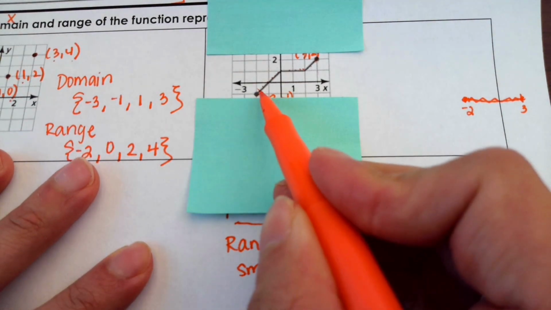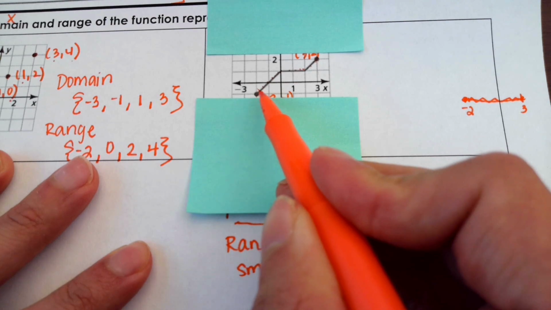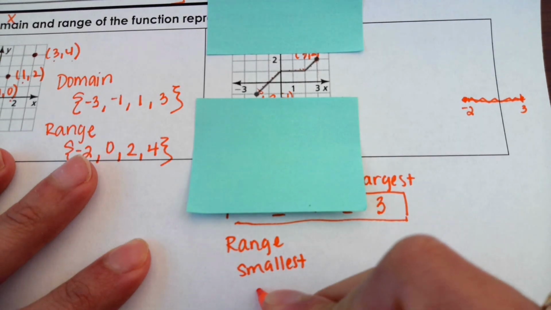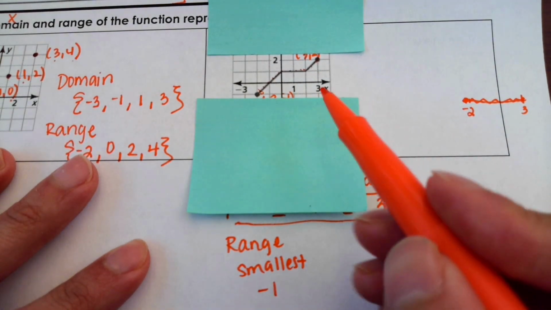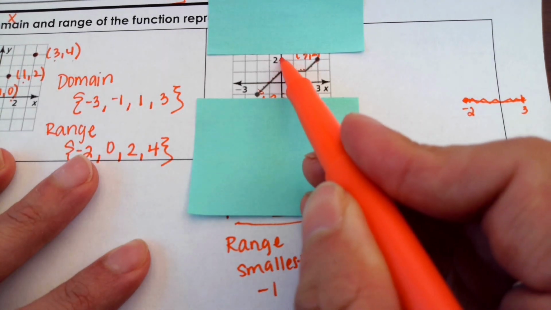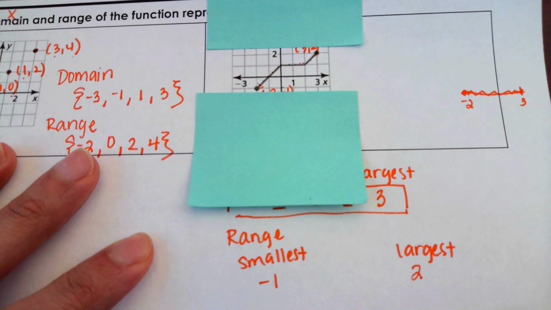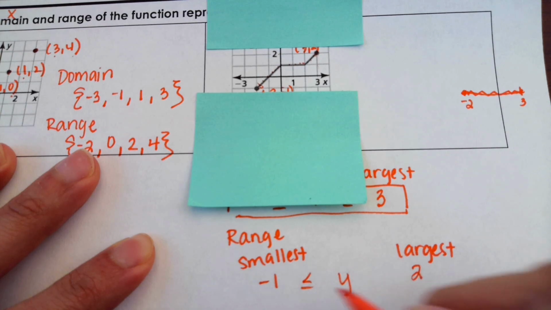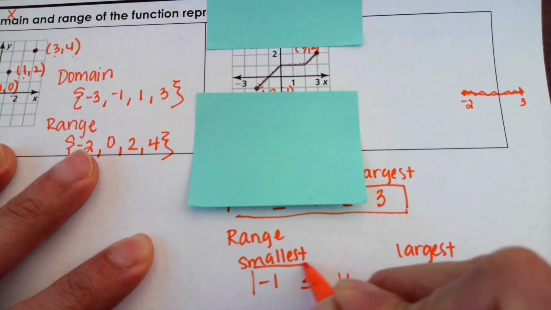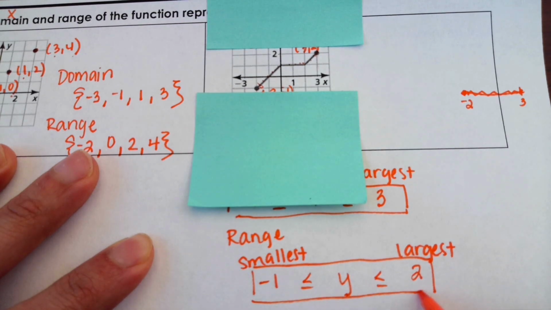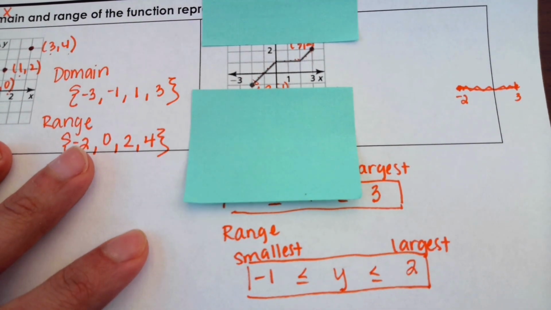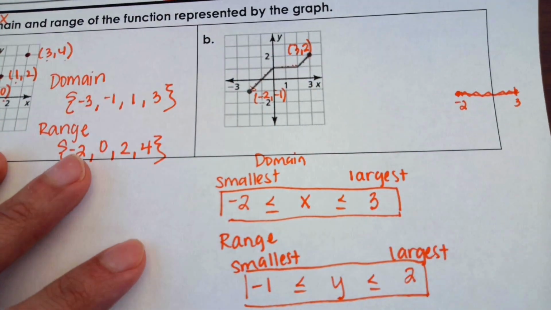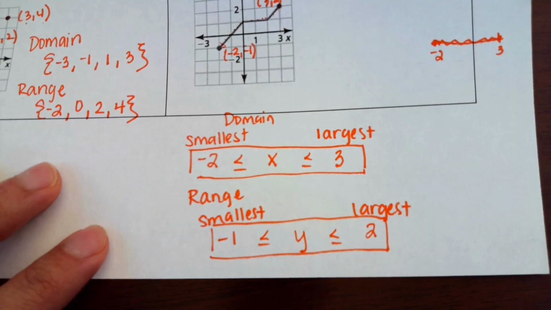So the smallest y value, well, I've covered up the ordered pair that I've listed, but this y value, if you go over to the y-axis, is at -1. So the smallest y value is -1, and the largest y value up here is at 2. Since we're talking about the range, we're talking about the y values, so y is going to go in the middle, and we use less than or equal to symbols. So again, we're talking about the set of values in between -1 and 2. Okay, take these off, and we have, again, our domain and range listed.